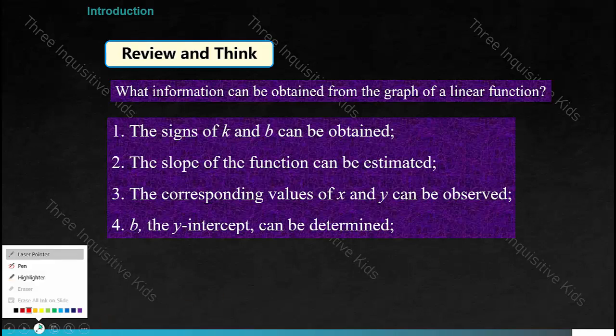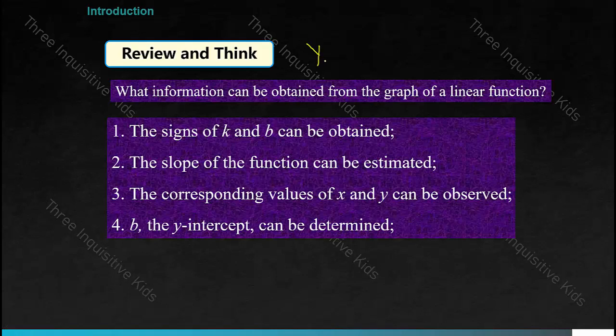So this is according to the linear equation form, y is equal to kx plus b, where k and b are the constants. K is the slope, while b is the y-intercept. So that means the y-intercept can also be determined. You can also find the slope of the function, which is also k. So the slope is the speed at which the function increases or decreases.